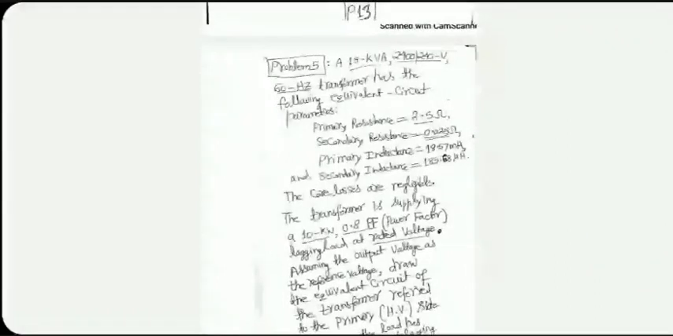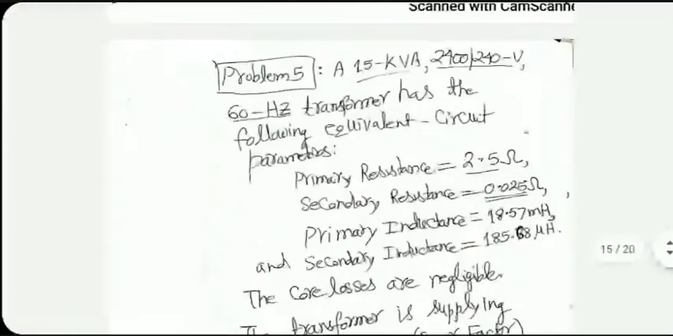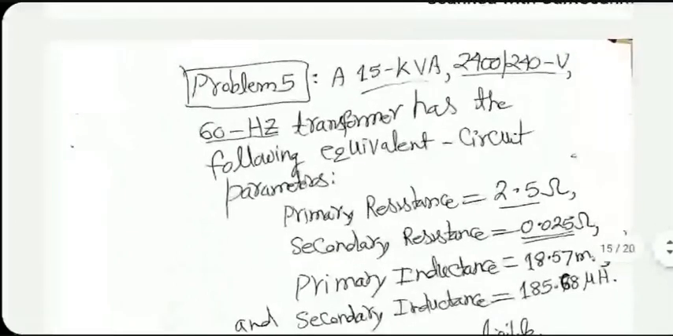A 15 kVA, 2400/240. So that means primary voltage is 2400 volts, secondary voltage is 240 volts. Turns ratio is 10. It is a step down transformer, right? Here I think power factor is given, so we will not assume it to be 1. Let's see. 15 kVA is the rating, 60 hertz is the frequency of operation. I guess the problem pertains to the United States, where 60 hertz is generated, not 50 hertz.